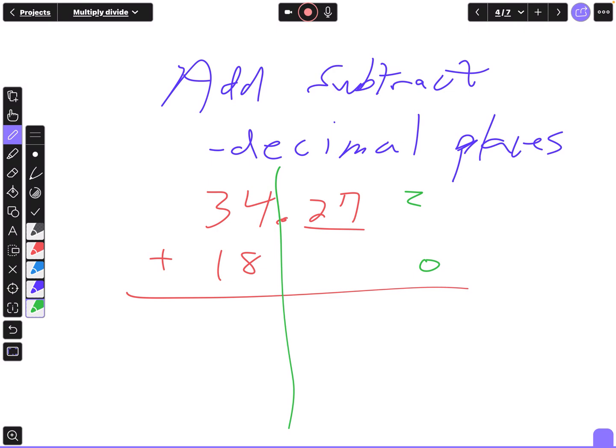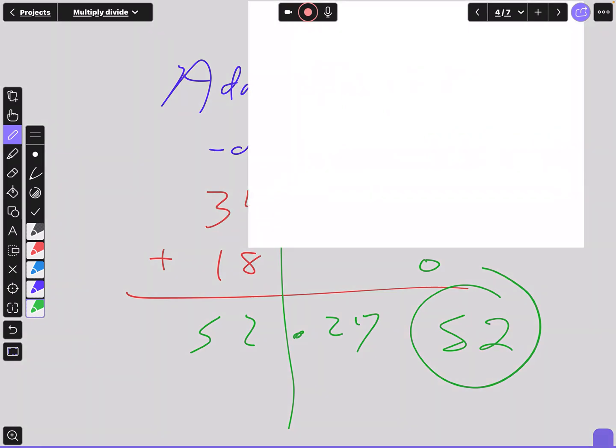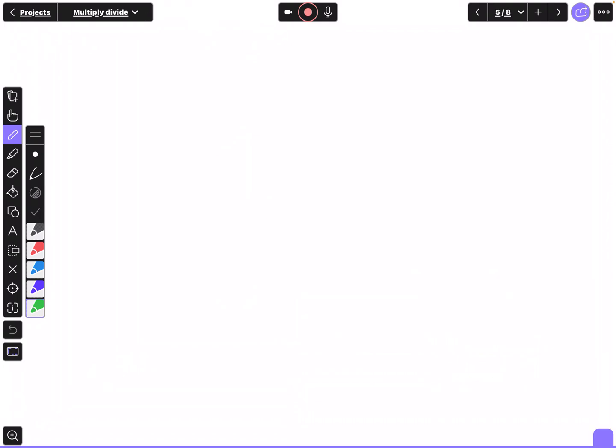So when we wrote our answer, we get 52.27. We would round this to no decimal places, so 52.27 would round just to 52. So 52 would be the correct answer if you're going by the correct number of decimal places. Let's look at one more example, and this is still just a review.